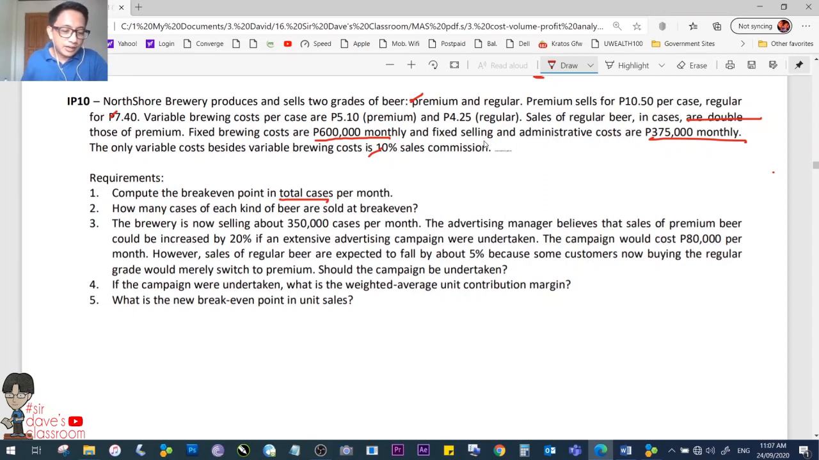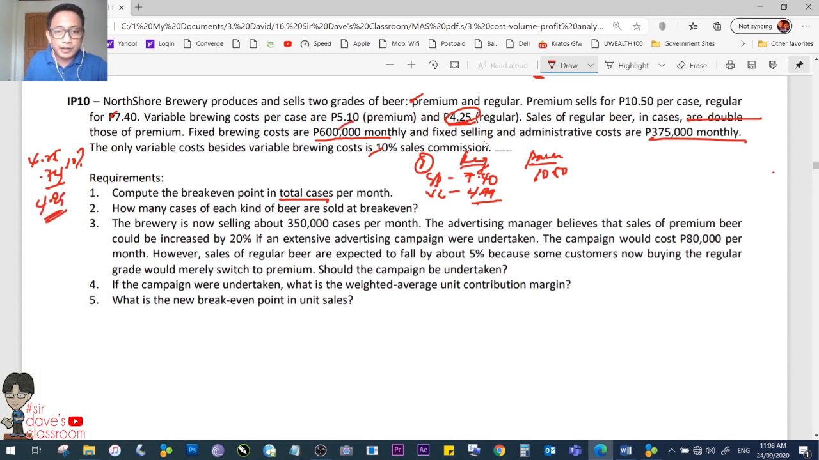Alright? So for regular, sulat na lang natin dito, your selling price is 7.4. Unahin natin isulat yung regular. For premium, the selling price is 10.5. The variable cost for regular is 4.99, I believe. So how did it become 4.99? Meron tayo ditong 4.25 variable brewing cost, and a 10% commission. Ilan yung 10% ng 7.4? That must be 0.74. So adding them together, you come up with 4.99.